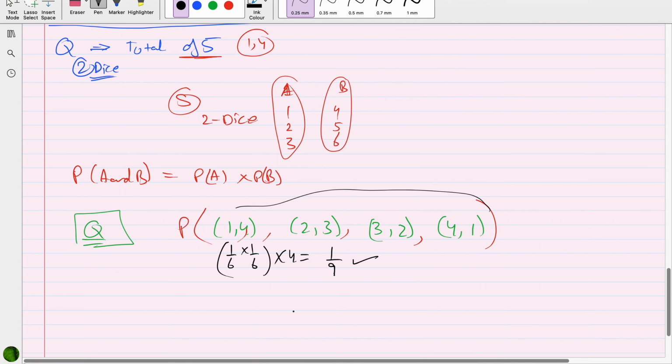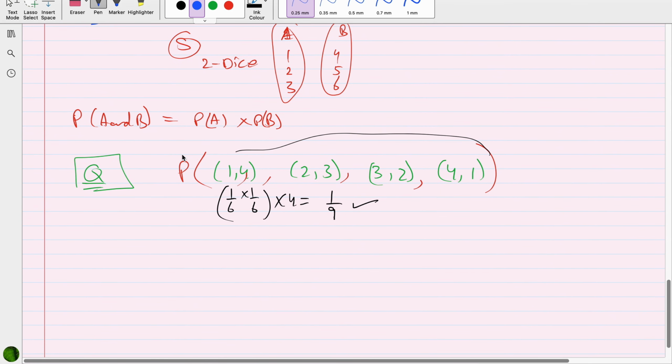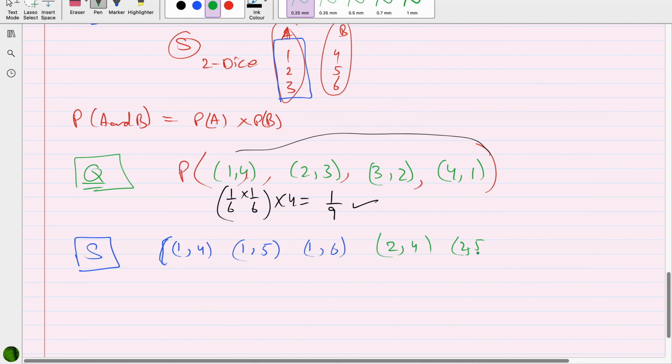Done with Q. Now let's do it for S. When we talk about event S, the condition was the first die may have 1, 2 and 3. So if it is 1 on first, we may have 4 on second. If I have 1 on first, I may have 5 on second, 1 on first, 6 on second. Possible outcomes. Then I have 2 on first, 2 with 4, 2 with 5, 2 with 6. Then I have 3 with 4, 3 with 5 and 3 with 6. Till now I have 9 outcomes.